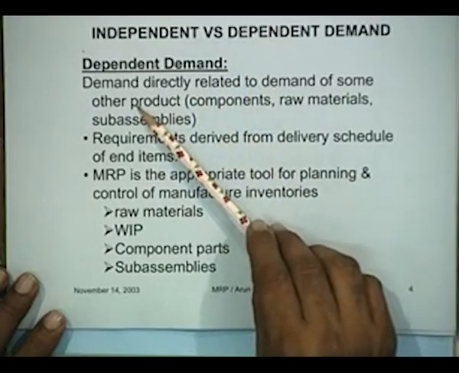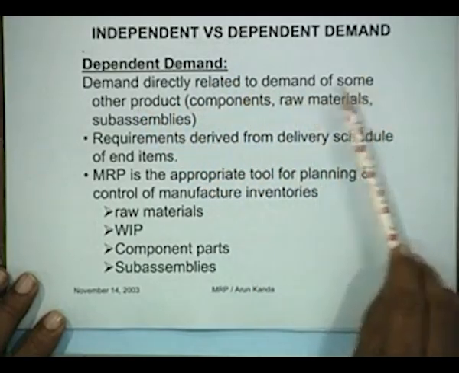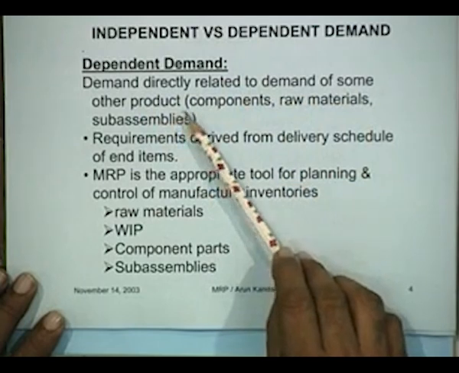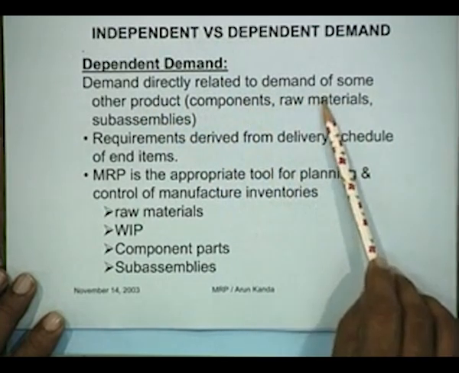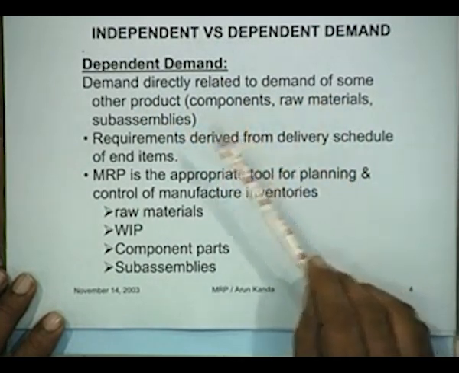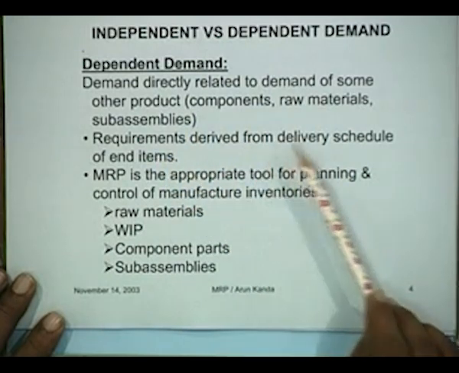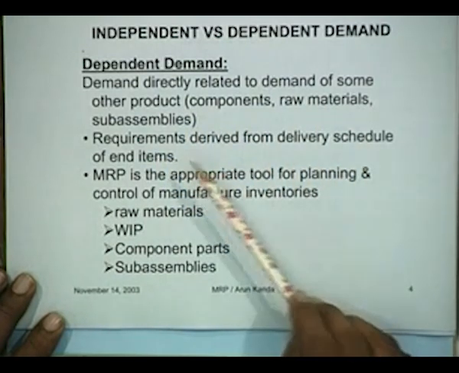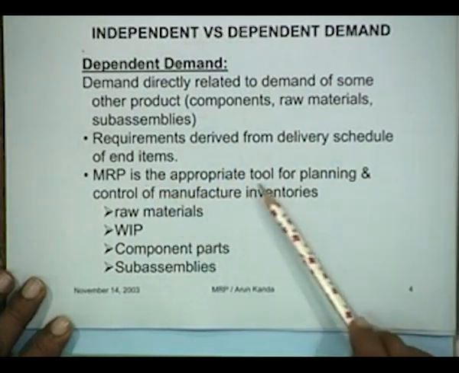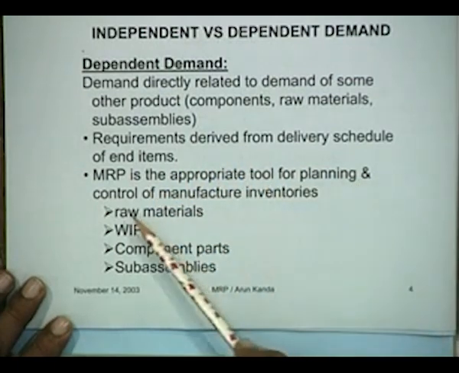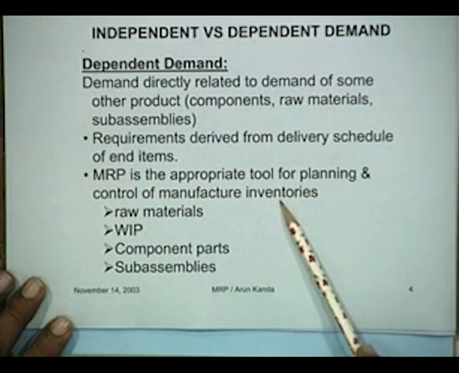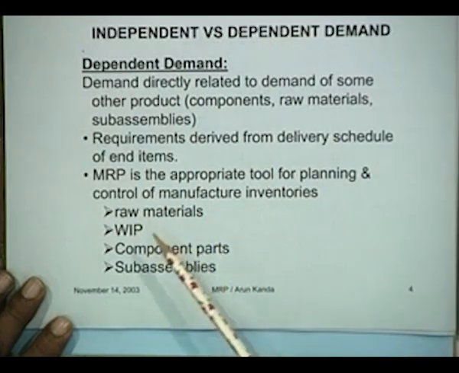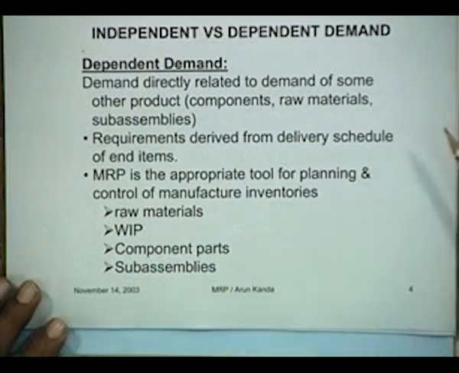So when you are dealing with dependent demands, the demand is directly related to the demand of some other product, such as components, raw materials or sub-assemblies, and the requirements are derived from the delivery schedule of the end items. And MRP is the appropriate tool for planning and control of manufacturing inventories such as raw materials, work in progress, component parts and sub-assemblies in that sense.